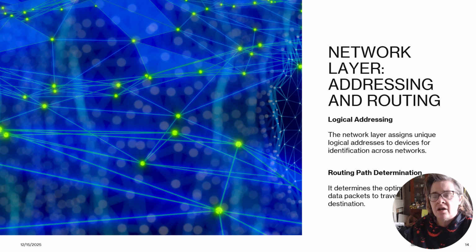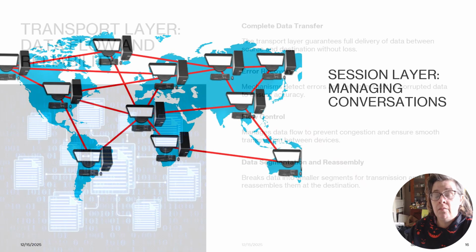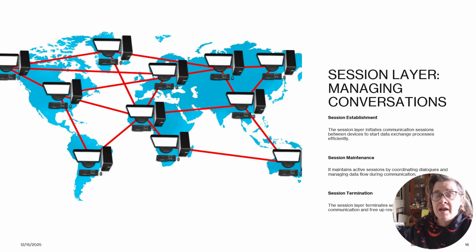The network layer manages logical addressing and determines the best path for data to reach its destination across multiple networks. The transport layer ensures complete data transfer with error recovery and flow control, managing how data is segmented and reassembled. The session layer establishes, maintains, and terminates communication sessions between devices, coordinating dialogues and connections.